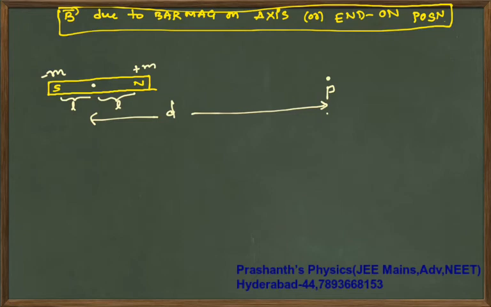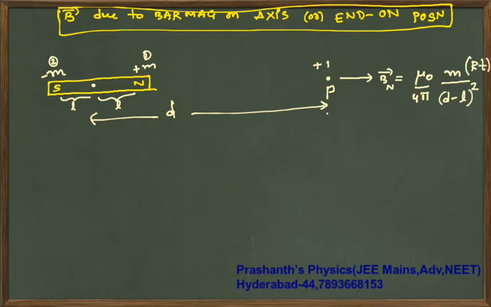If you place a unit north pole here, this is 1 and this is 2, then the field B1 because of the north pole is mu naught by 4 pi into pole strength m by (d minus l) whole square, with direction towards right, because the north pole will repel the north pole. Next, the south pole will attract it. B2 because of the south pole is mu naught by 4 pi into m by (d plus l) whole square.